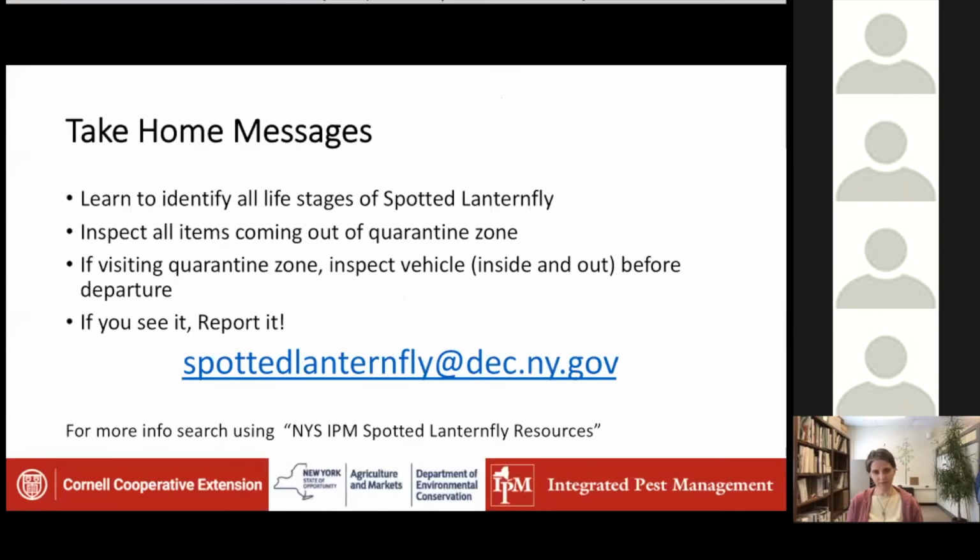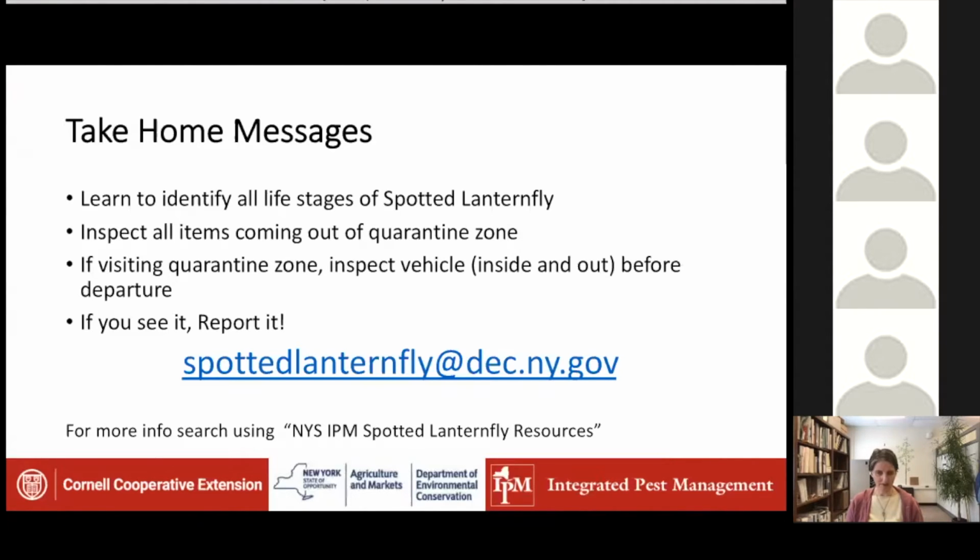Next slide. And so the biggest thing here is the take-home message. Obviously, learn to identify spotted lanternfly as you're inspecting the material that's coming in. You want to know what spotted lanternfly looks like so you can identify it and let us know. You definitely want to inspect all the items coming out of the quarantine zone. I know Dan mentioned this and made this very clear. I want to reiterate this point. That's very important. And if you're visiting the quarantine area, in other words, if you're going down to pick up material, your vehicle is now subject to that, plus whatever you picked up. So make sure that you are adhering to the regulations of where you're going into. And then if you see it, report it.